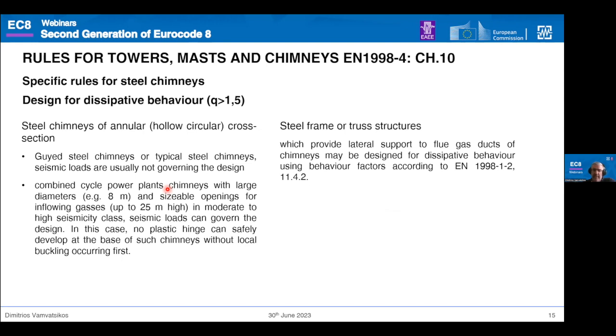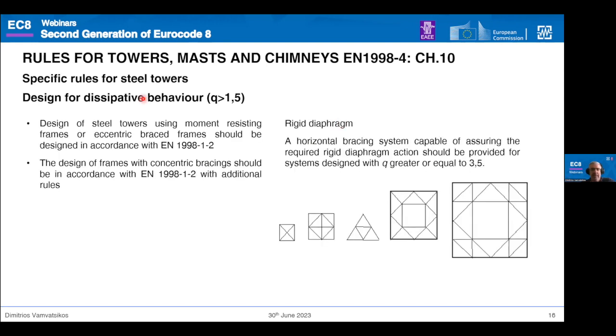In moderate to high seismicity areas, in those specific situations, you may have an issue of seismic loads governing the design of the chimney. Unfortunately, it's not recommended that you use DC2 or more, because it's very difficult to have in such slender sections a plastic hinge safely developing at the base of the chimneys or wherever this opening is. Typically, local buckling will happen first, so typically provide support, design non-dissipatively, or you may use dissipative behavior in many cases with a steel frame or truss structure in general to provide lateral support. That's another discussion.